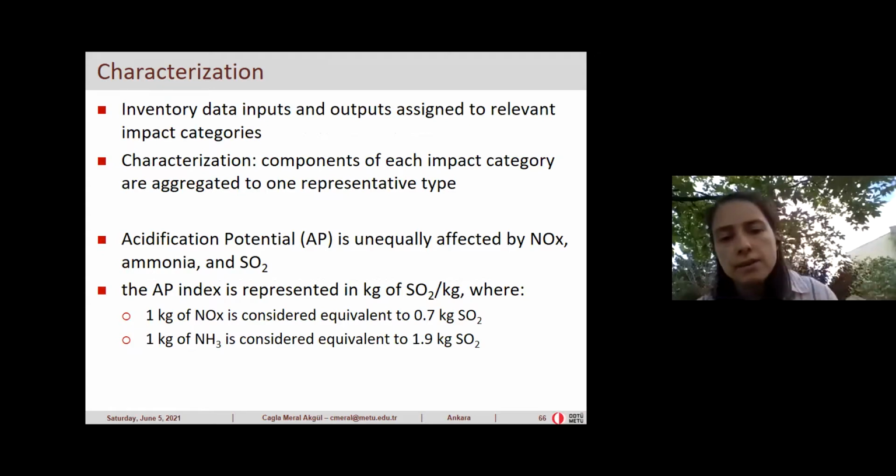And characterization basically is where components of each impact category are aggregated to one representative type. For example, acidification potential is unequally affected by NOx, ammonia, and SO2. So when you're thinking about the AP index, it is represented in kilograms of SO2.